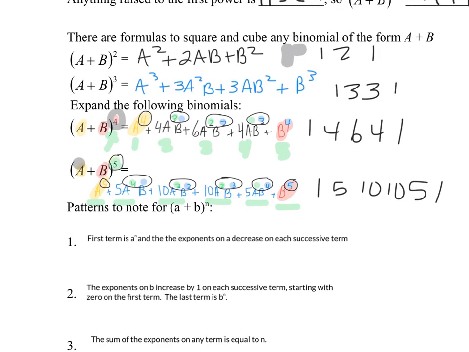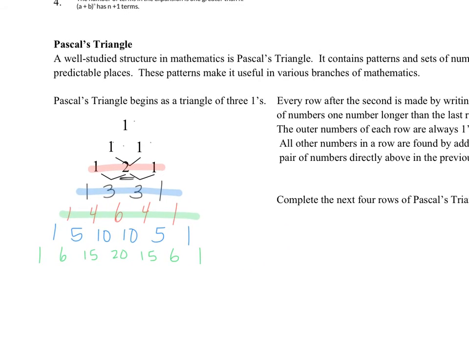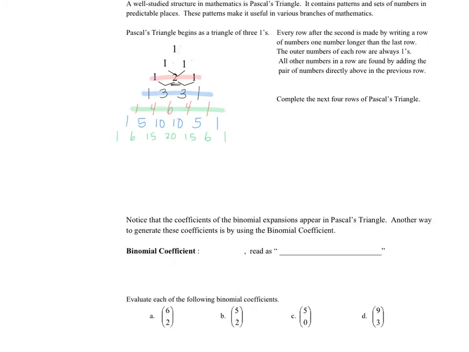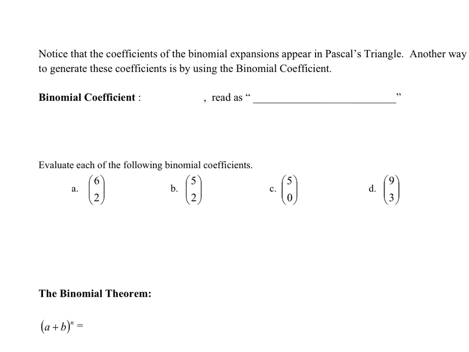All these numbers match what we see in Pascal's triangle. So we'll circle back to this and another use of Pascal's triangle when dealing with binomial expansions. For now, let's just turn over to the next page and talk about something called the binomial coefficient.